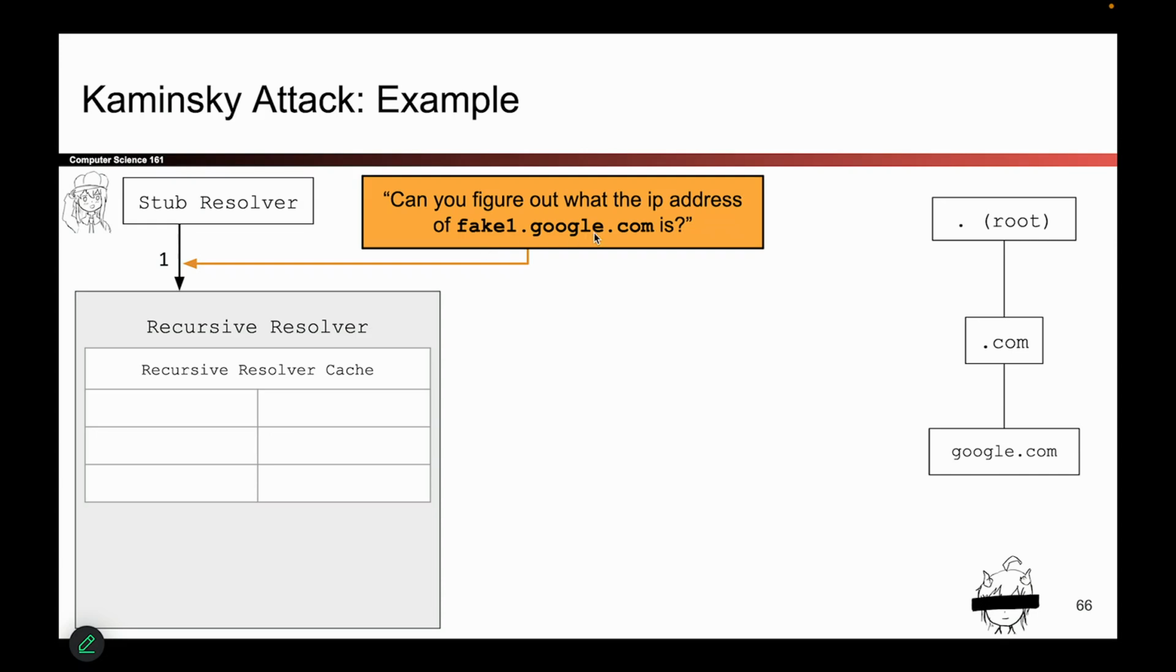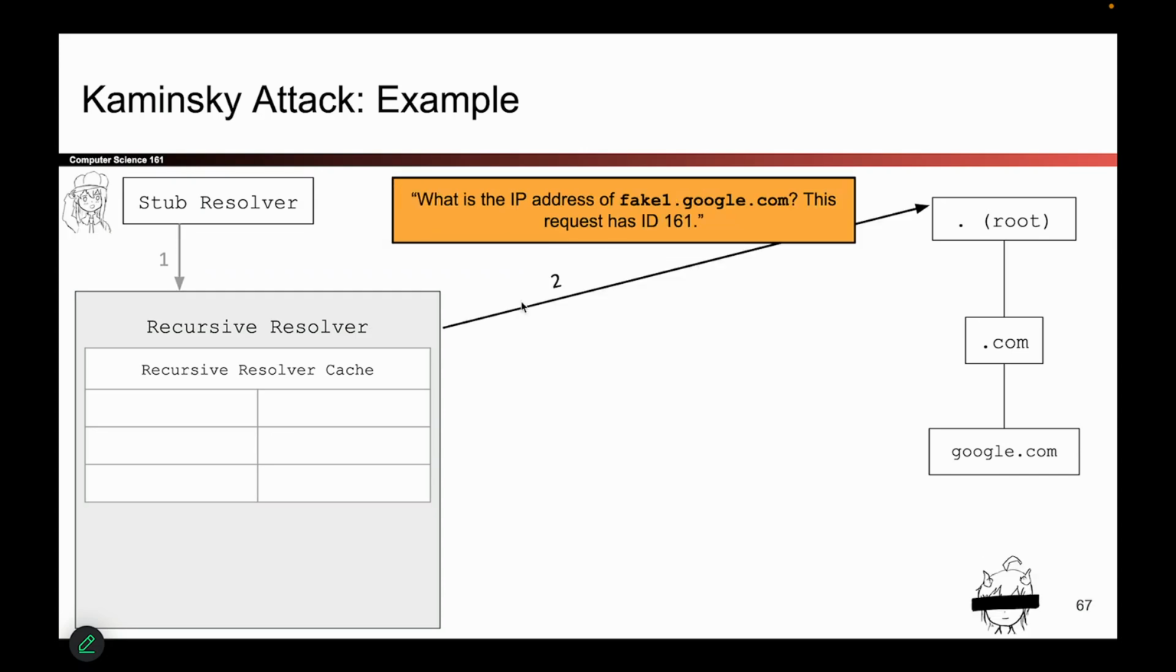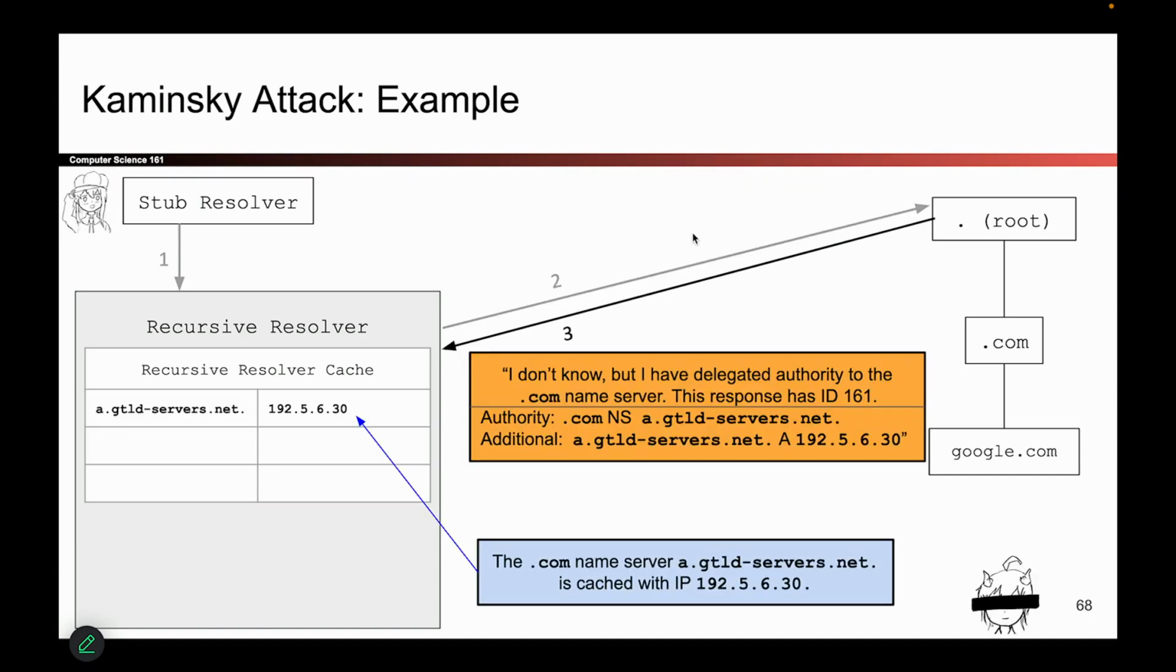So Alice has been tricked. She makes this request and wants to know this IP address. So she goes and asks, and she says, what's this IP address? And my request has this particular ID number. So when I get a response, it needs to have the same ID number. And if there was no attacker, then the root would say, I don't know, go talk to this next name server. And the response has the same ID number, ID 161.